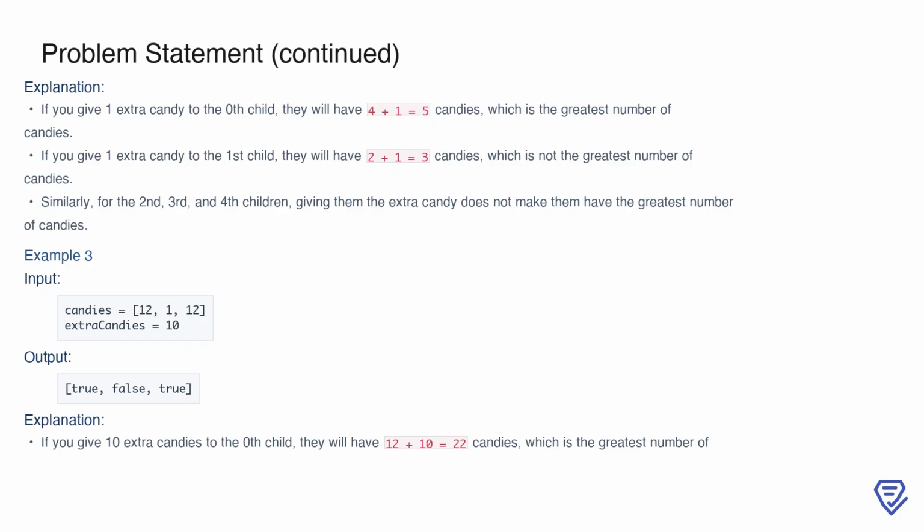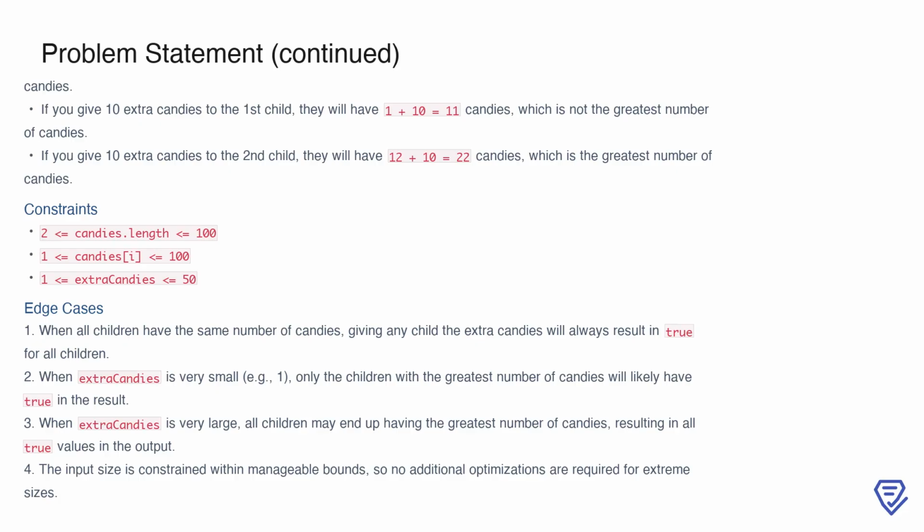Moving to the third example, the candies array is 12, 1, 12, and extra candies is 10. For the 0th child, giving them 10 extra candies results in 12 plus 10 equals 22, the highest number of candies, so the result is true. For the first child, adding 10 extra candies results in 1 plus 10 equals 11, which is not the greatest, so the result is false. Lastly, for the second child, adding 10 extra candies gives 12 plus 10 equals 22, which is the greatest number of candies, so the result is true. The output for this example is true, false, true.